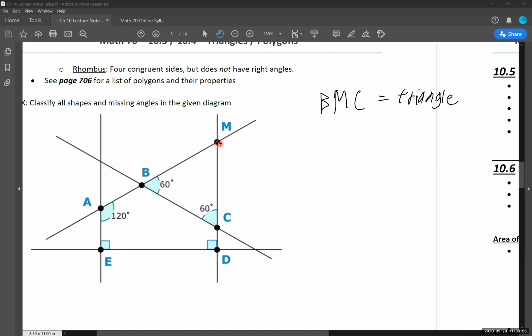So let's take a look at the shape made from, oops, I'm making sure I'm looking at the right stuff here.